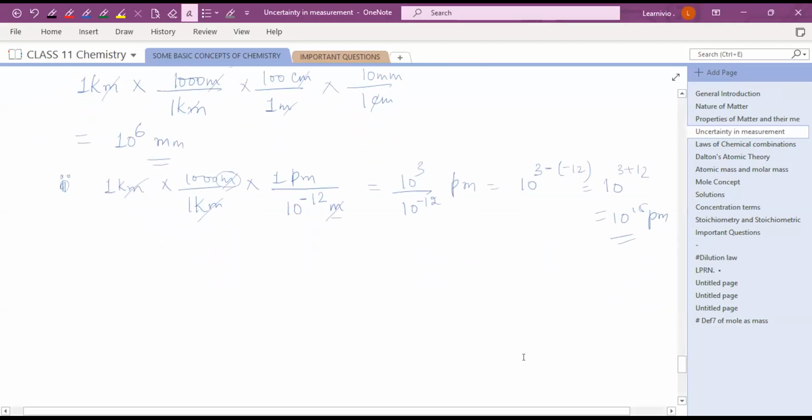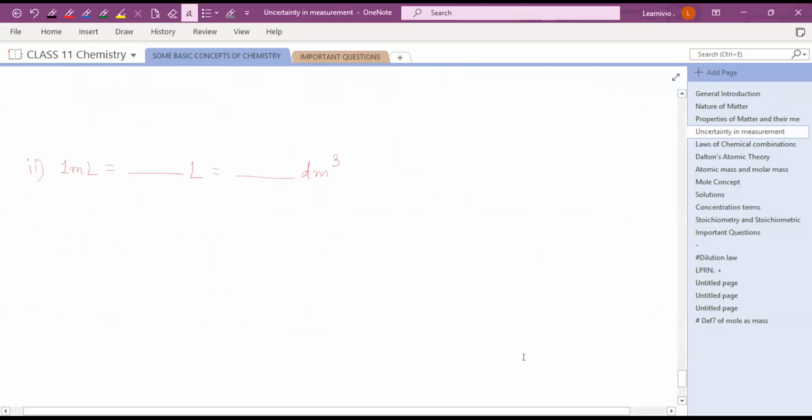If done, then do this. Tell me how many liters are there in 1 milliliter. Liter or milliliter? How many liters are there in 1 milliliter?